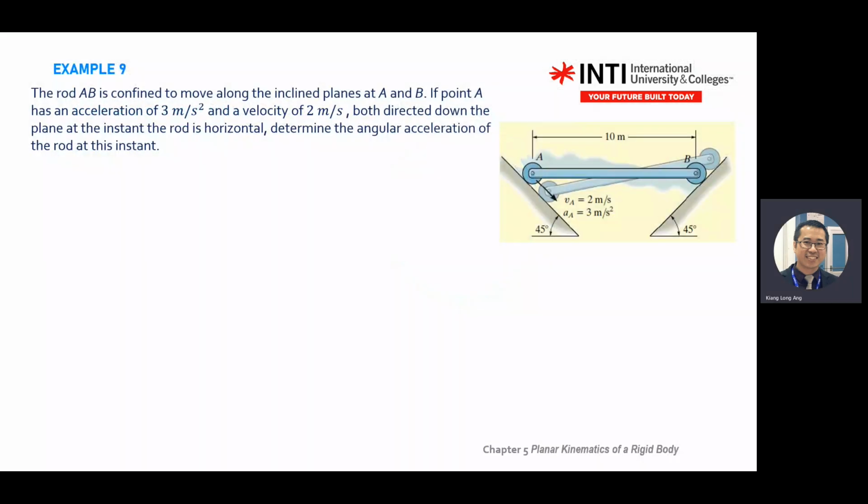Okay, the rest you already know. I just repeat. Okay, one more example, example 9, then we call it a day. Okay.